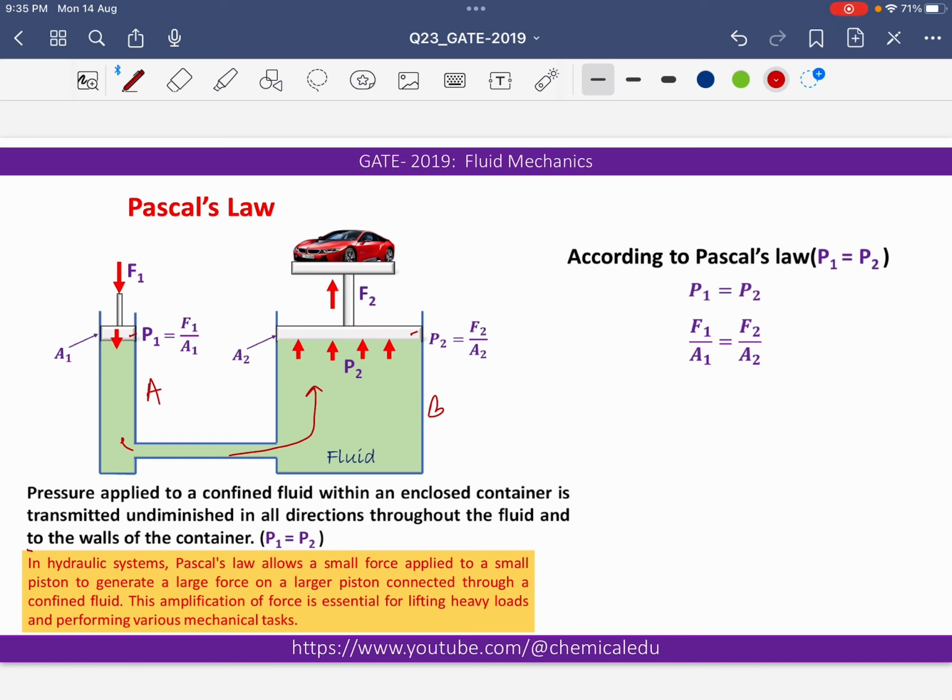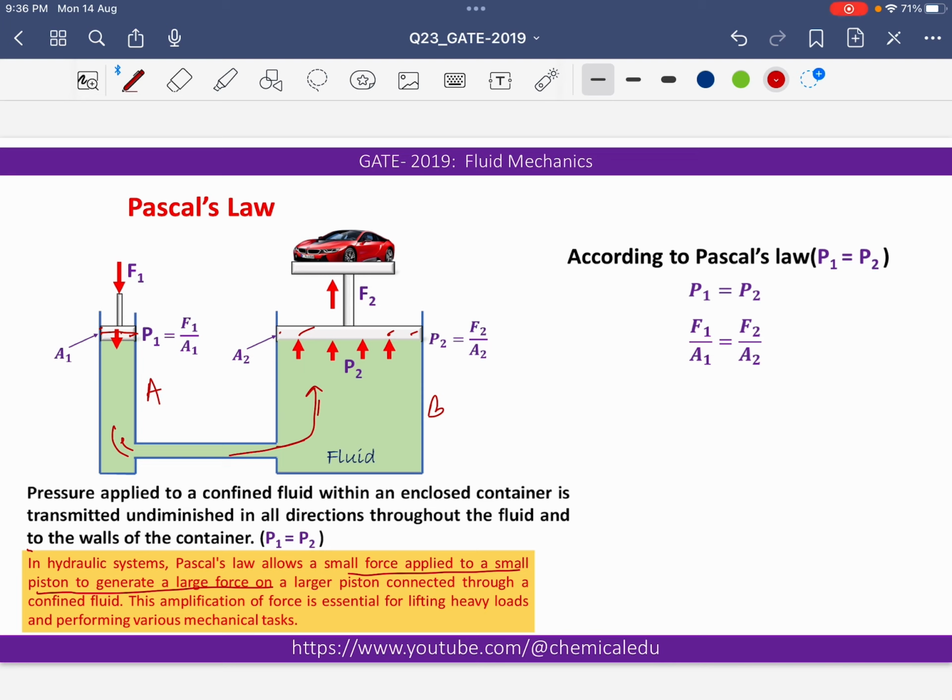This means that in the small cylinder some force is applied, which creates pressure, and that pressure is transmitted throughout the fluid to the larger diameter piston, which creates a large force that can lift heavy machinery or a car. In a hydraulic system, Pascal's law allows a small force applied to the small piston to generate a large force on a large piston connected through a confined fluid. This amplification of force is essential for lifting heavy loads and performing various mechanical tasks.